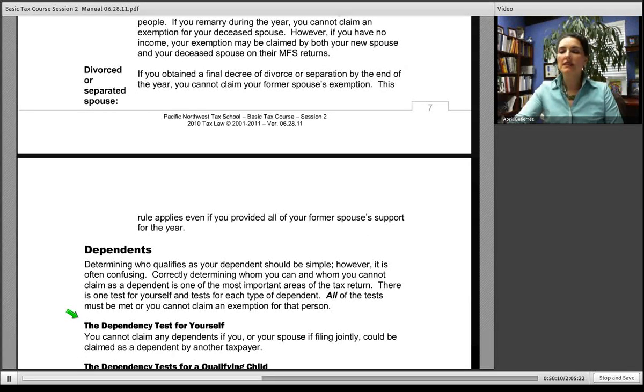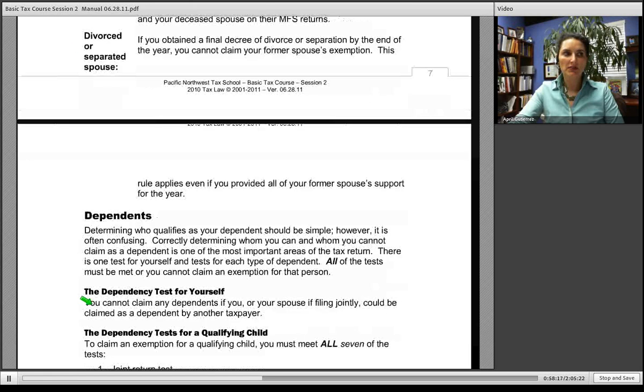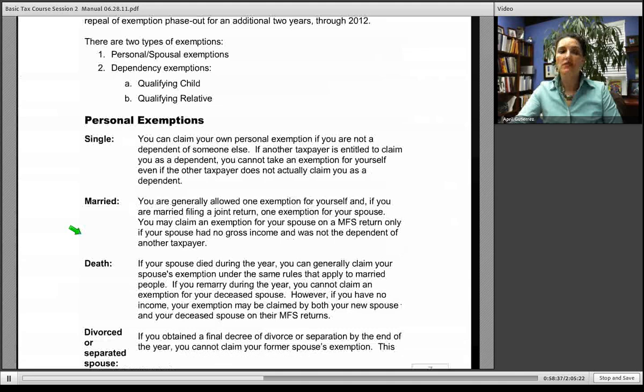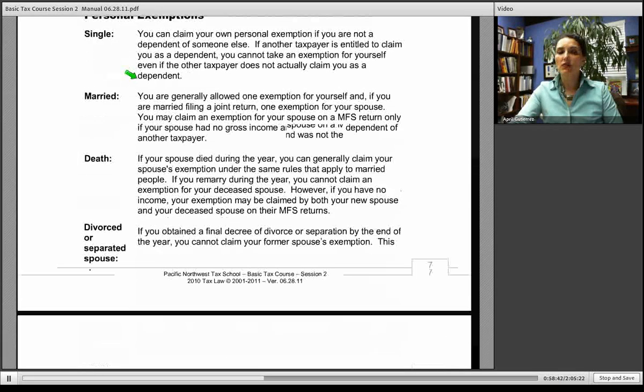So the dependency tests are more difficult to learn than the tests for claiming your personal exemption on the earlier page. Now we're getting into some very specific rules, and like head of household, these rules can seem similar enough to maybe get you to think you've got it right. At the same time, a subtle difference can mean, no, you can't claim this person as a dependent. So really, there are two different ways that you look to claim a dependent. Either you have a qualifying child or you have a qualifying relative.